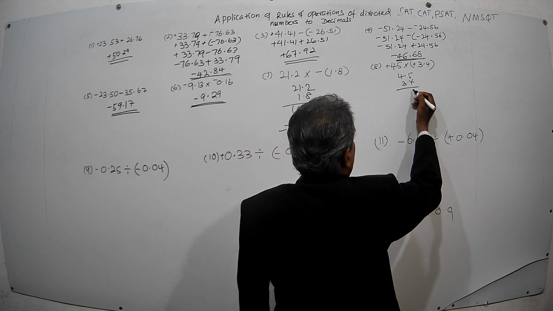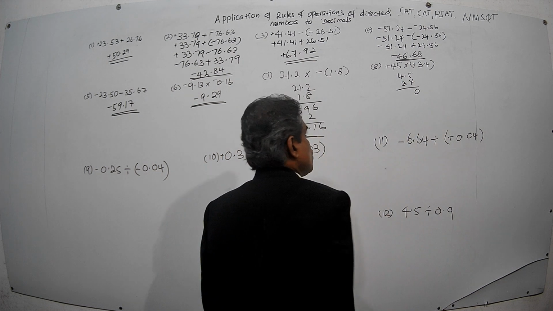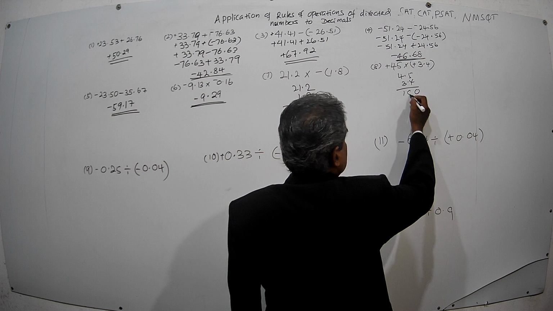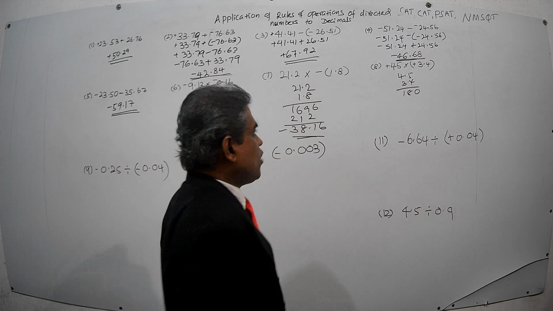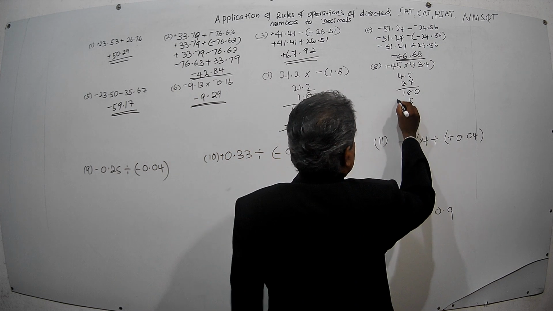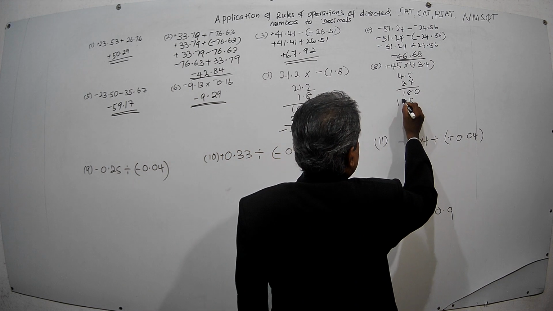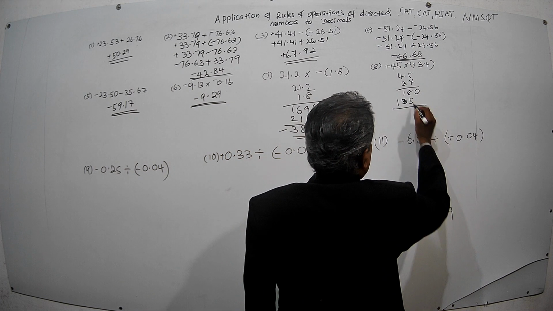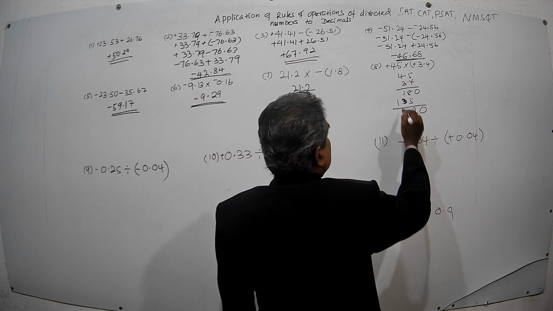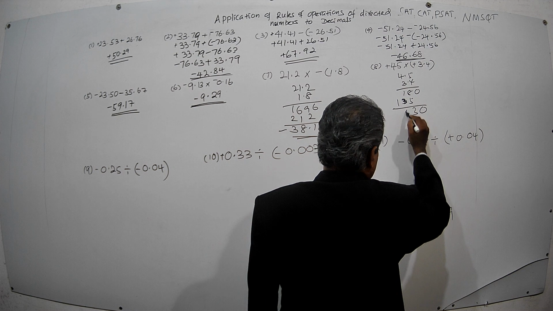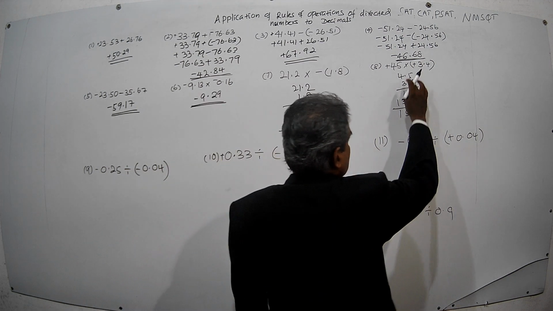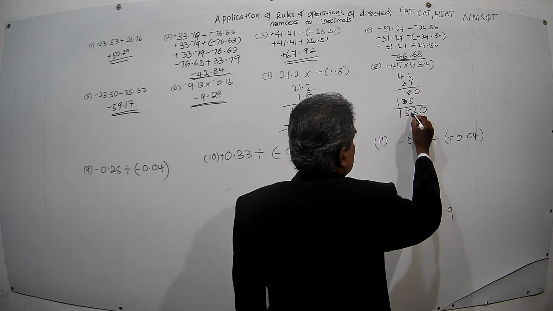4 times 5, 20, 0 is put, 2 is left. 4 times 4 is 16 plus 2, 18. Then 3 times 5, 15, 1 is left. 3 times 4, 12 plus 1, 13. Then add 0, 5 plus 8, 13, 3, 1 plus 3, 4 plus 1, 5, 1. Now there are two decimal places, 5 and 3, 5 and 4, and put it here.